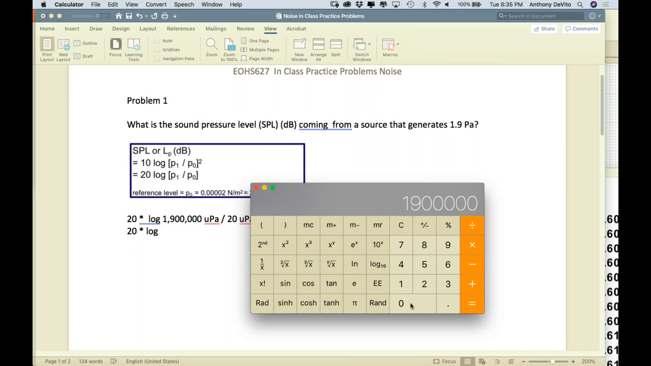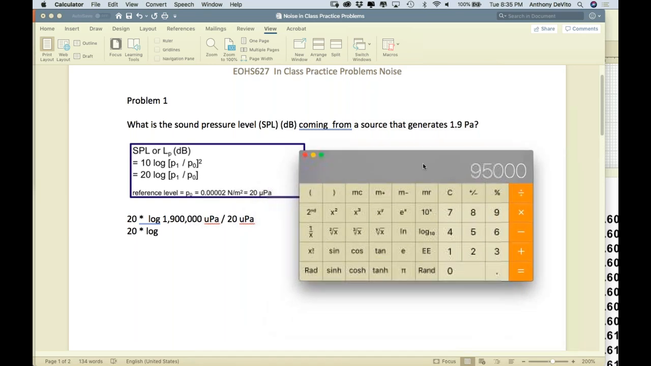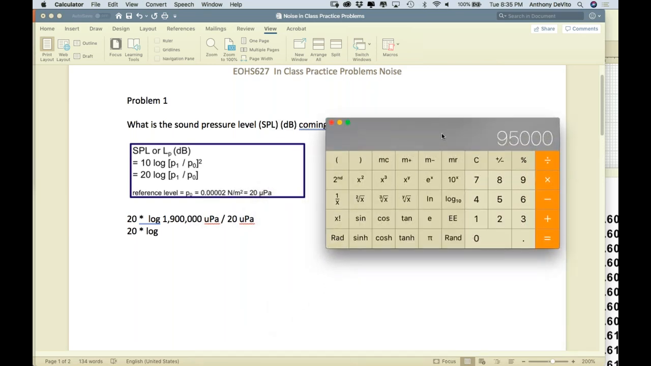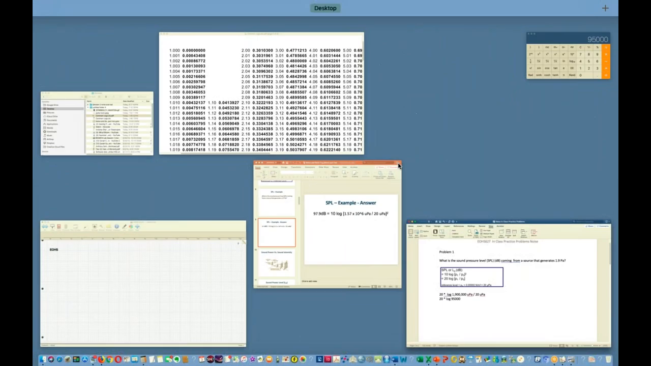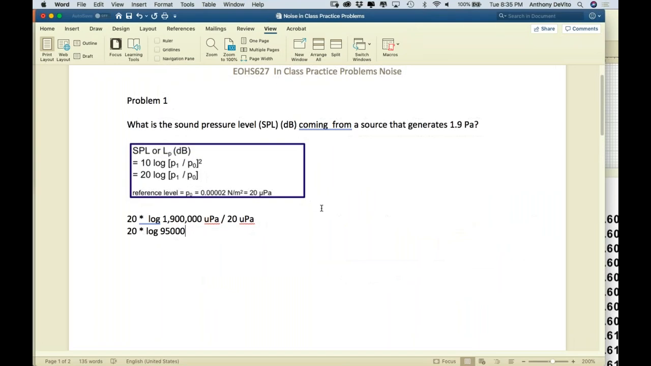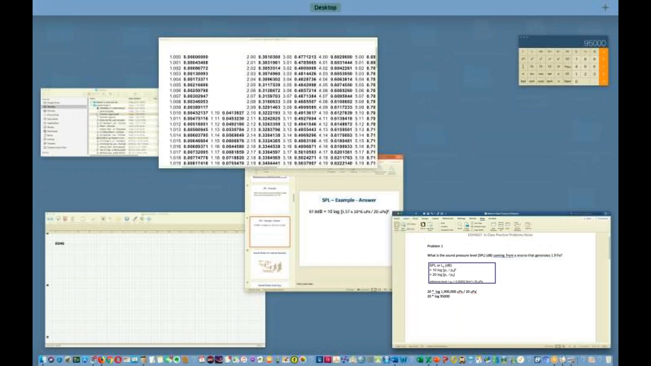1,900,000 divided by 20 is equal to 95,000, right? That's unitless, has no units. I don't have to worry about units because micropascals cancels micropascals. And then I have to find the logarithm of 95,000. Okay, now I have to find the logarithm of 95,000.